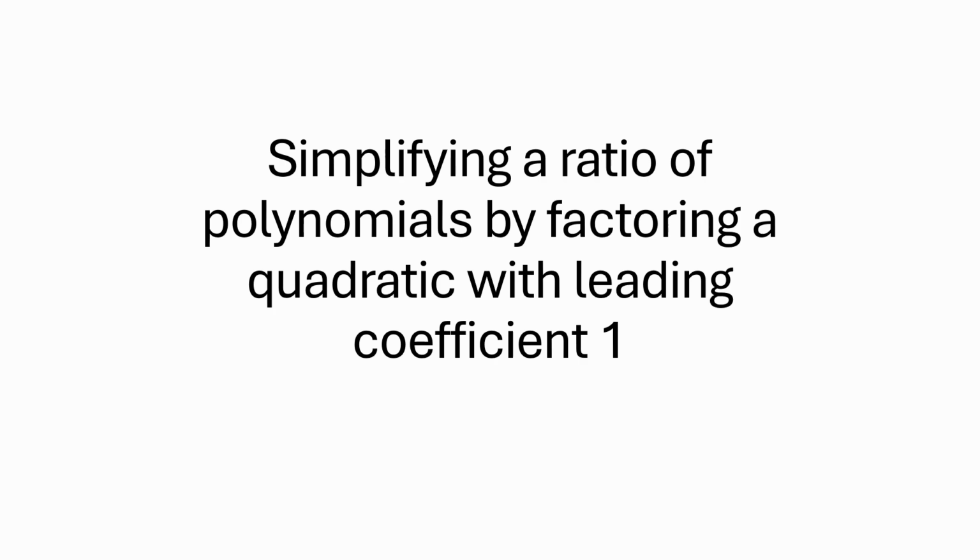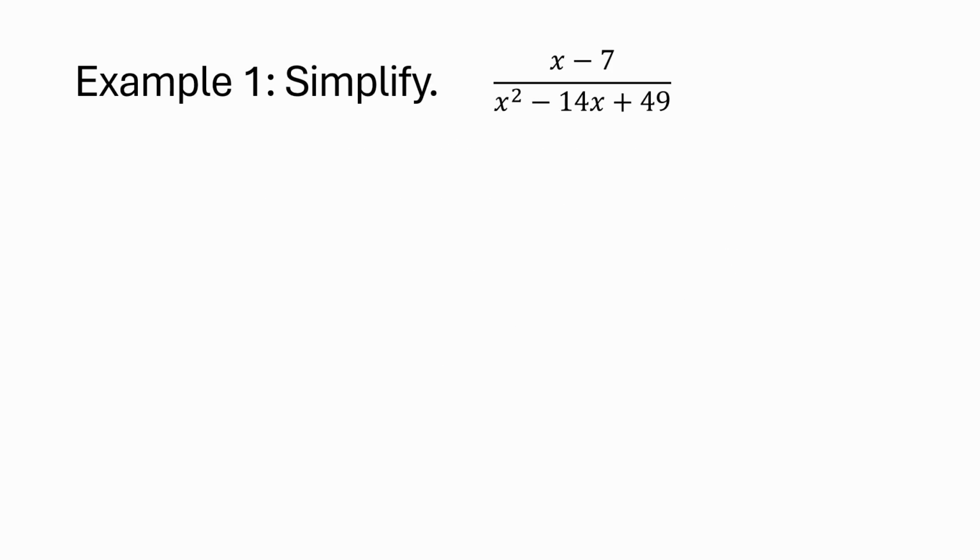Simplifying a ratio of polynomials by factoring a quadratic with leading coefficient 1. Example 1, simplify. We have x minus 7 all over x squared minus 14x plus 49.